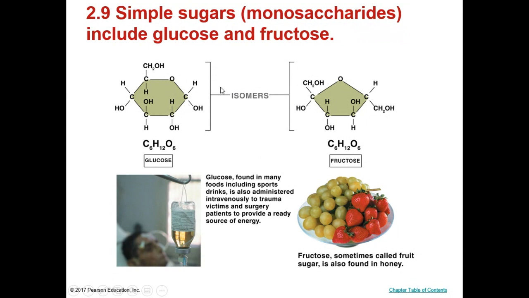Even though they're essentially the same molecule, they're isomers because their atoms have different arrangements. Notice how the formulas here are essentially the same. So you wouldn't be able to tell them apart just by writing the formula down. You would need to look at the structure of them.